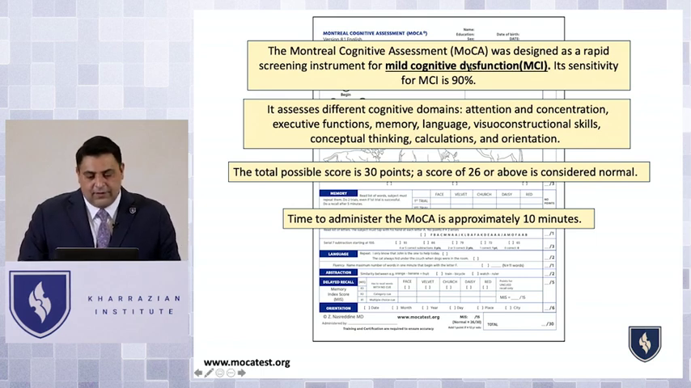So the Montreal Cognitive Assessment Form is designed as a rapid screening instrument for mild cognitive dysfunction. Its sensitivity for mild cognitive impairment is found to be up to 90%. So much, much better than the Mini Mental Status Examination form. So it assesses the different cognitive domains. The total possible score is 30 points. A score of 26 or above is considered normal. Time to administer the MoCA is probably 10 minutes.